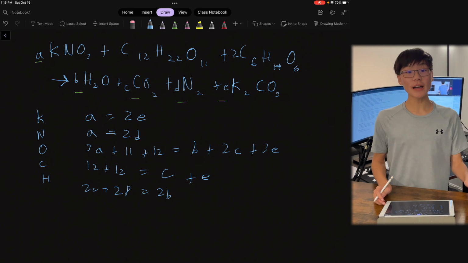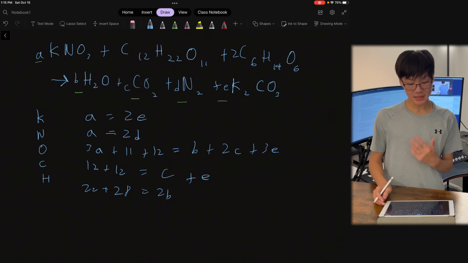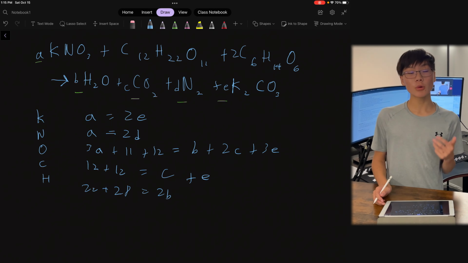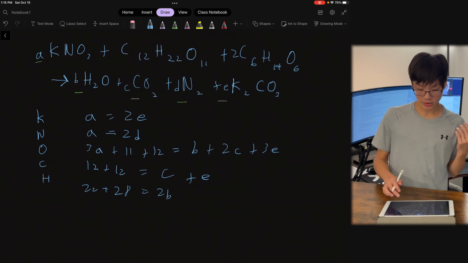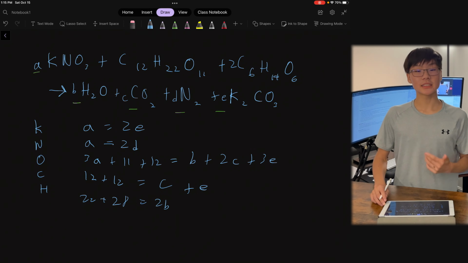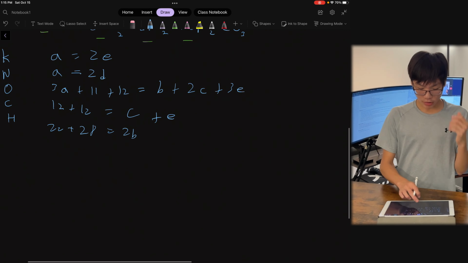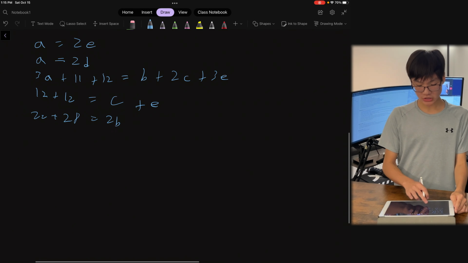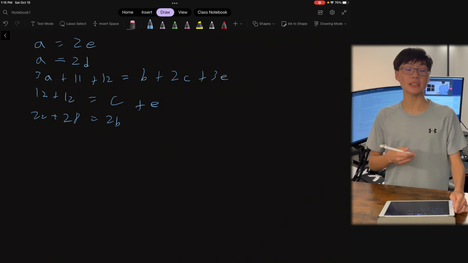So now we have our 5 equations, and our 5 unknowns are going to be A, B, C, D, and E. We want to find out what A, B, C, D, and E are, so we know our coefficients for each of our molecules. And with that, we have balanced the chemical reaction. So what can we gather from our 5 equations so far to be able to find out what A, B, C, D, and E are?